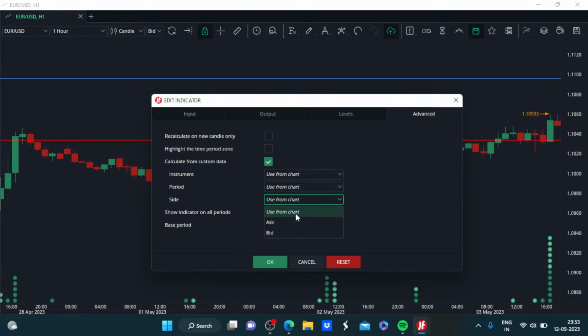You can go for these two options of ask and bid, show indicator on all the candle periods. So whatever is your chart's candle period, on all those candle periods the indicator will be available. Else you can specify on which particular candle period you want this indicator, and only on that particular candle period the indicator will show up, whereas if you change the chart's candle period to other candle periods, there won't be any plotting of the Darvas box. Base period is not going to make much of an impact for this indicator, so you can try out all the combinations, but it is not going to impact your plotting.